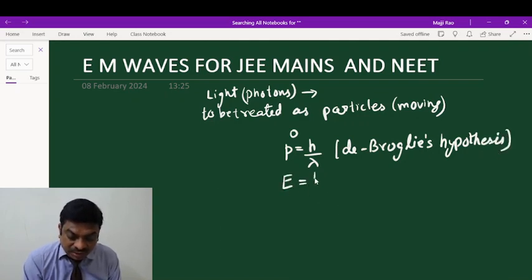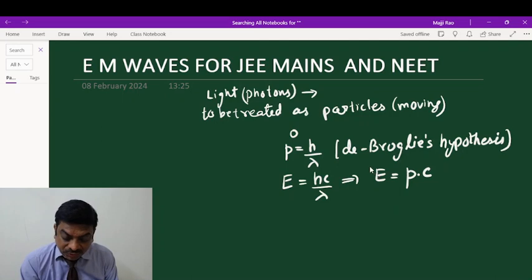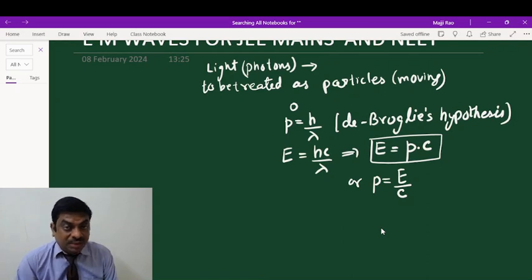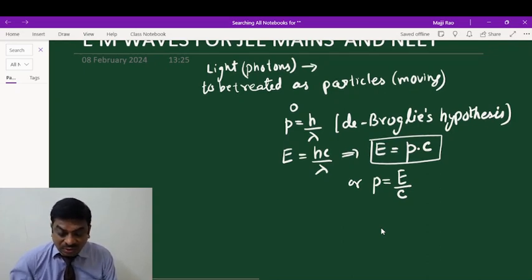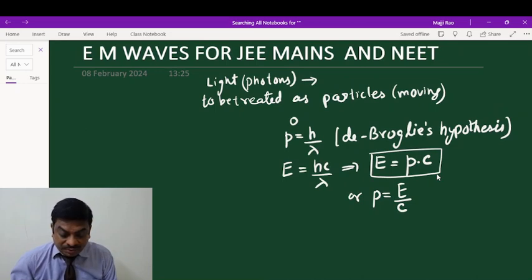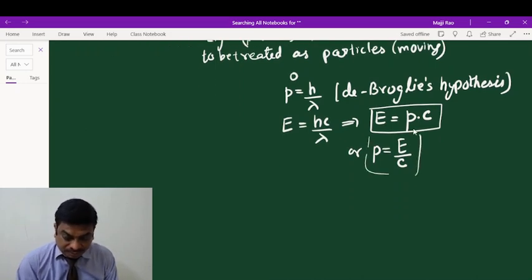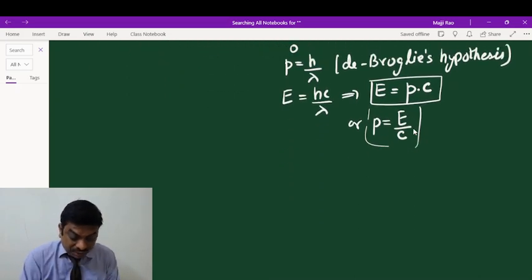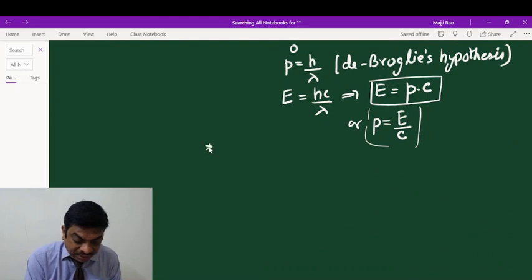Also, we know energy is hc by lambda. So from these two, we can write energy is equal to momentum into c. So a very important formula, or you can write the momentum carried is equal to energy divided by c. I am using the symbol E, and the same symbol E will be used for electric field intensity also, so don't be confused between the two. That is clear?